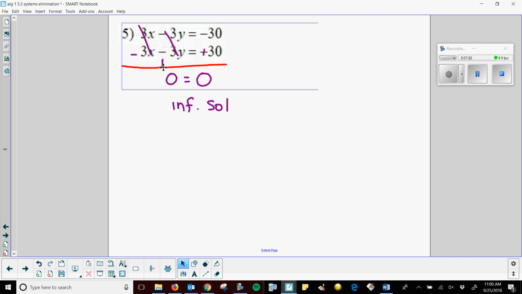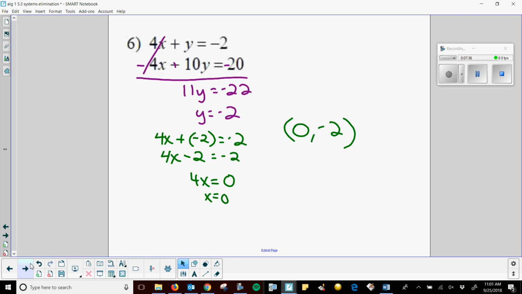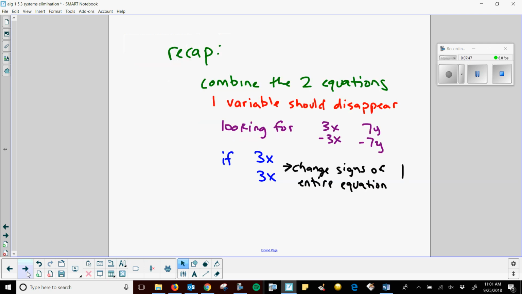Here's one that after we changed the signs, it was an infinite solution. But if you look, it was the exact same line twice. It should have been an infinite solution without even really thinking about it. But both of those canceled, just like that. Here's another one where we changed signs. It was 4x and 4x. And as long as you change signs all the way across and combine, you get it.